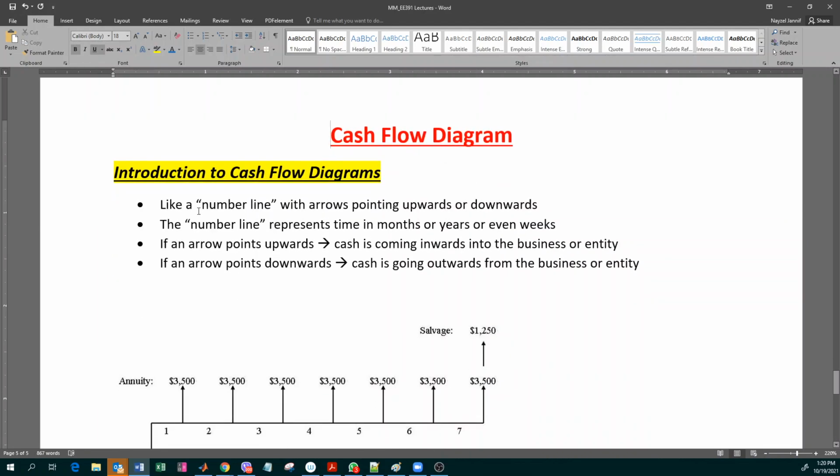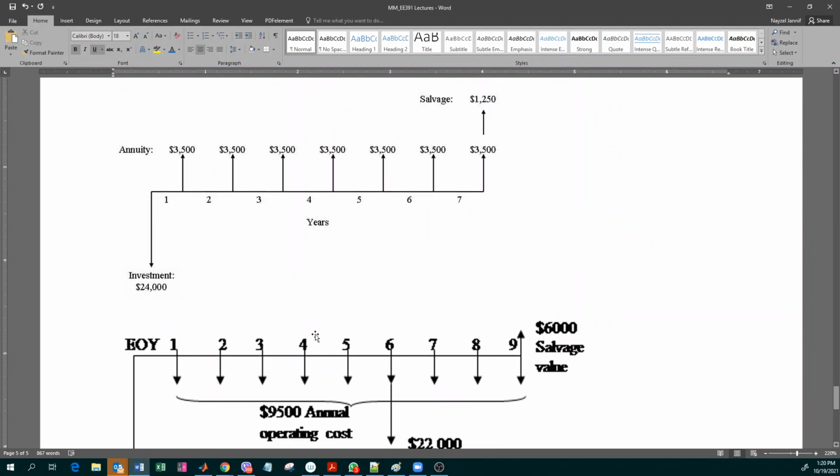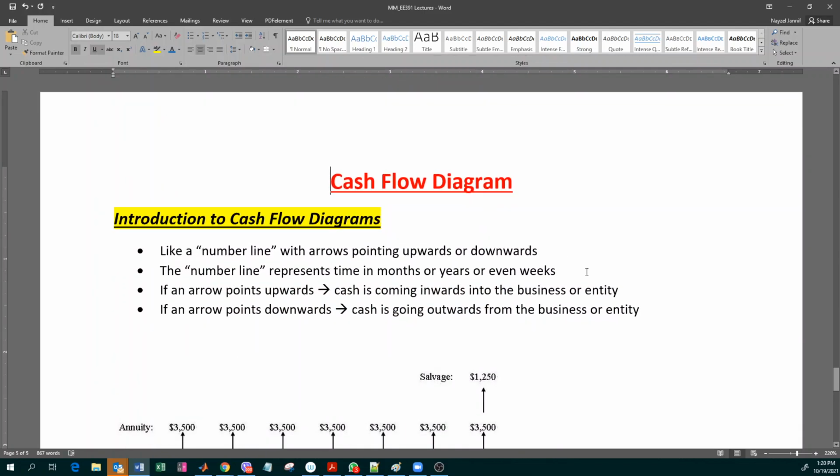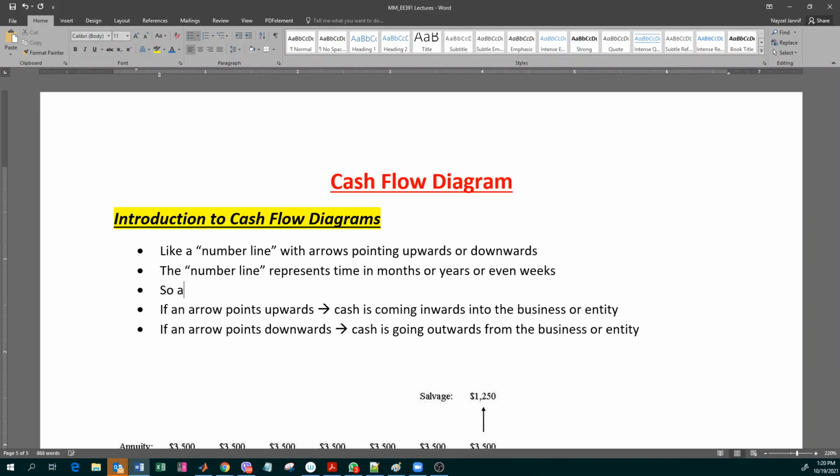So it's like a number line. Have a look at both of these, guys. You see these numbers 1, 2, 3. The number 1 does not start in the corner. That's the number 0. That's your starting point. Your numbers 1, 2, 3 represent points in time. So it's like a timeline. A better way to describe the number line is a timeline.